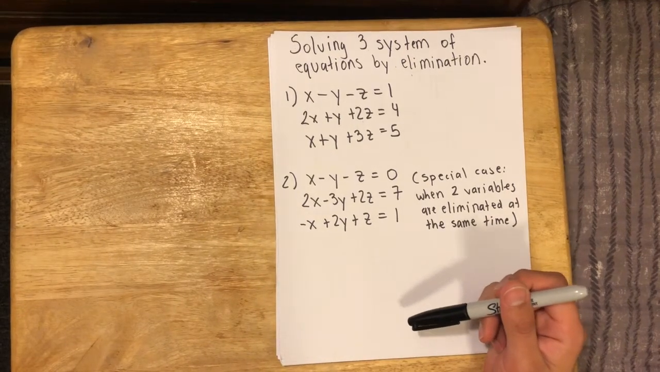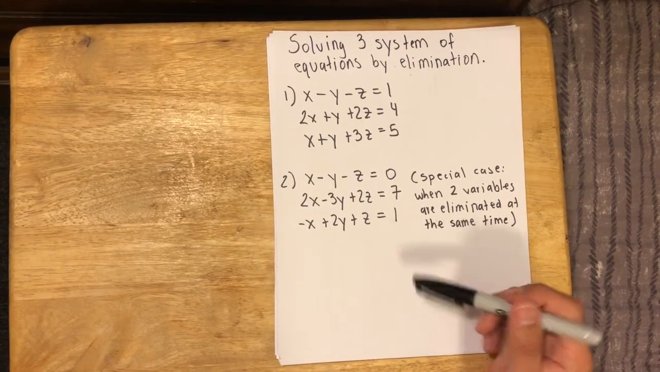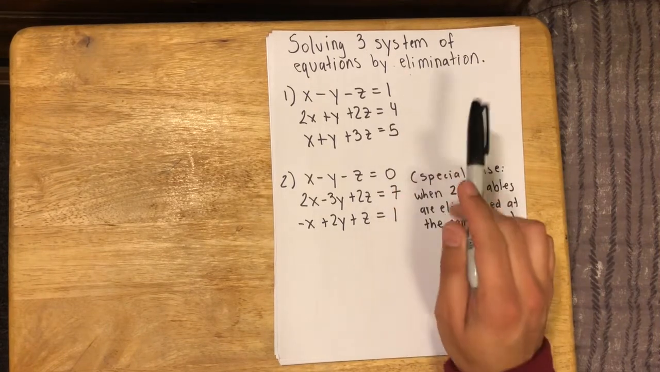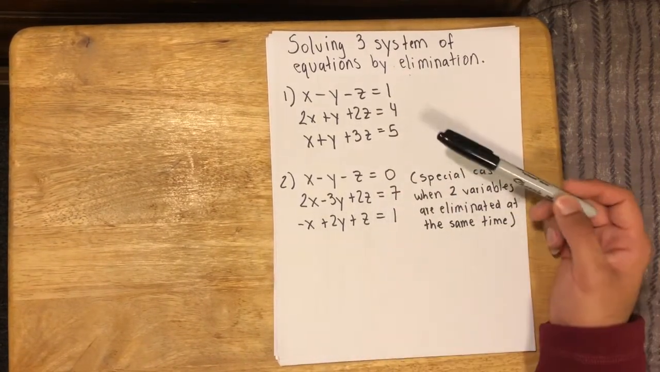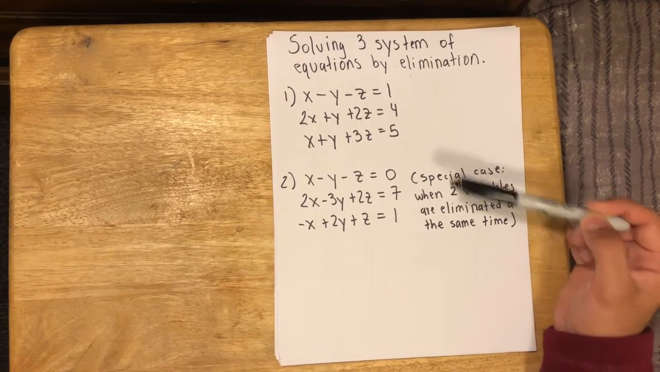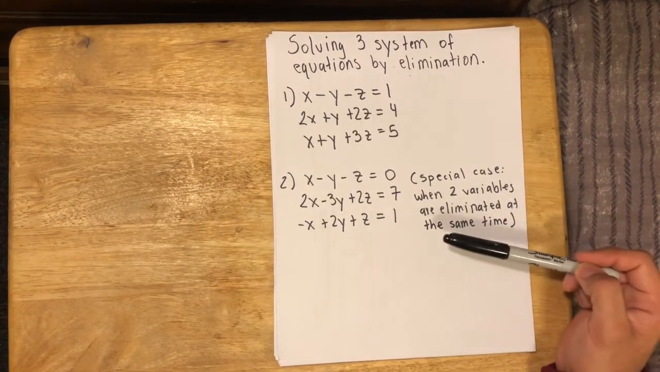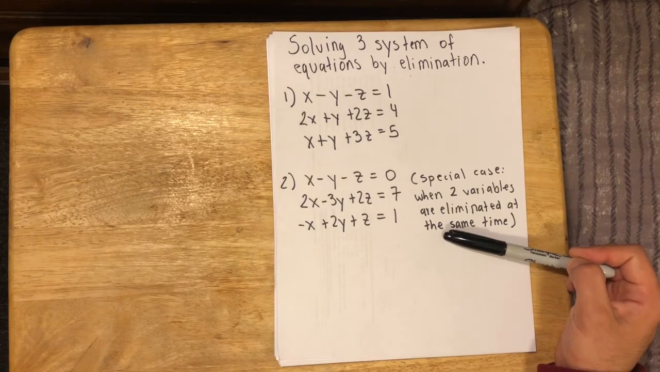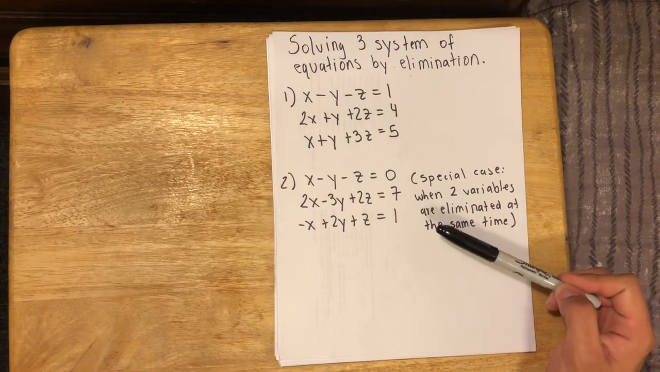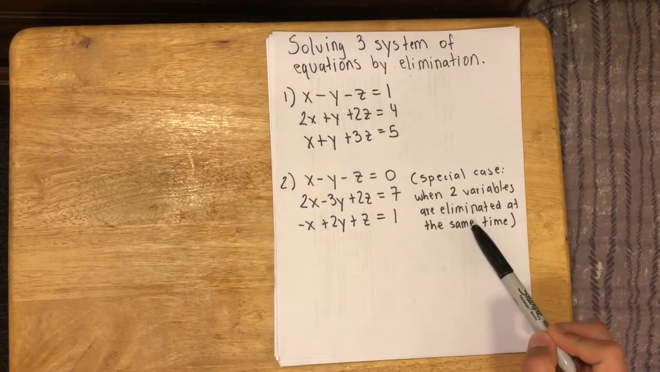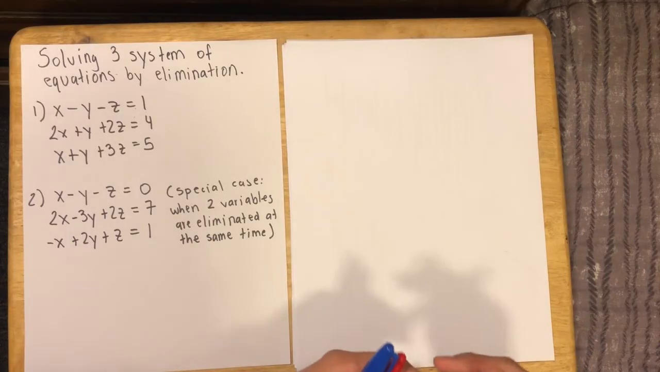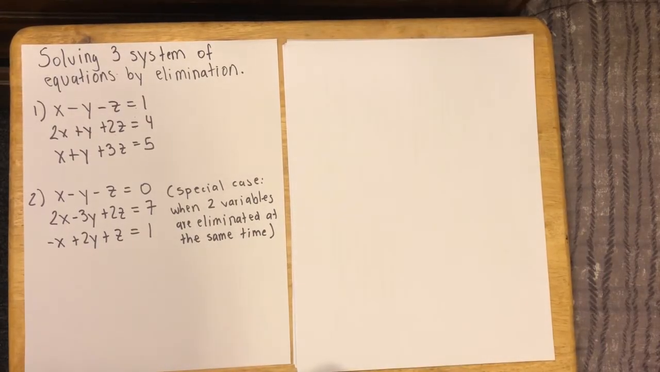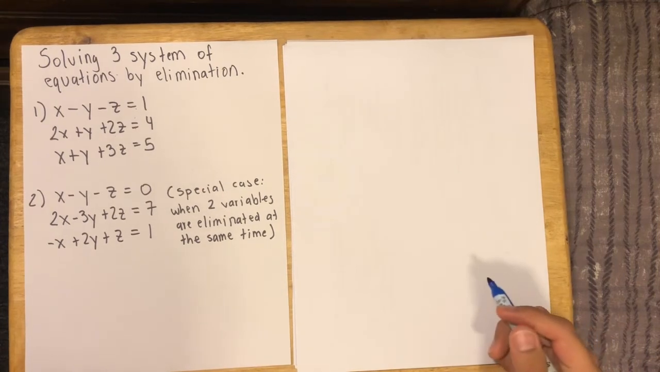Hello guys, for this set of videos, we are going to solve three systems of equations by elimination. We are going to do two examples. For the first problem, it's a common regular case. For the second problem, we have a special case where, when we're trying to eliminate one variable, two variables will eliminate at the same time. So let's get started.